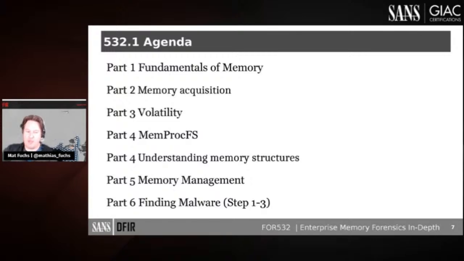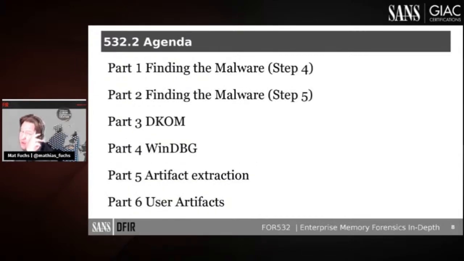Then we'll look into the first 3 steps of finding malware, process identification to identify malware. And most of the malware you already find with these steps. If you don't find it with these steps, you're going to find it on the next day with steps number 4 and 5. So you're going to look at different injection techniques, less complex ones, more complex ones. I'm going to discuss all that. One interesting thing is DKOM, direct kernel object manipulation. We're going to look into that, and not just look into that.